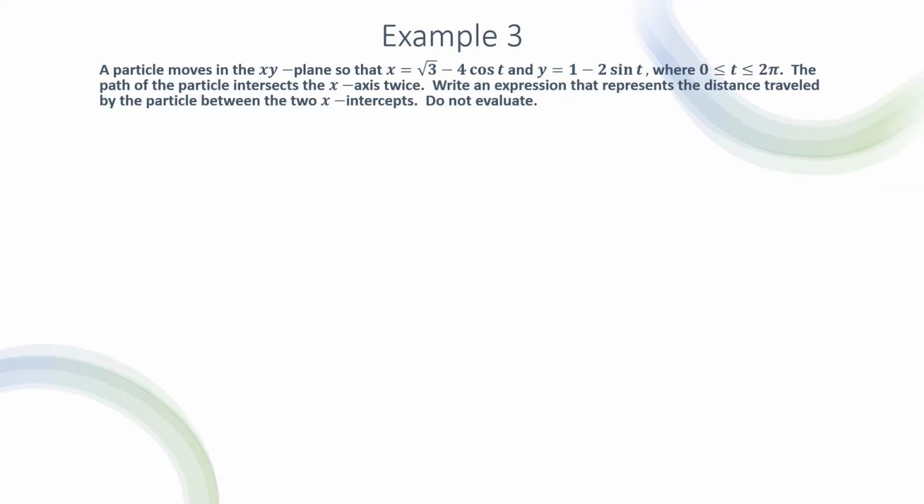All right, in example 3, it says the particle moves in the xy plane so that x equals the square root of 3 minus 4 cosine t, and y equals 1 minus 2 sine t, where t goes from 0 to 2 pi. It says the path of the particle intersects the x-axis twice. Write an expression, but do not evaluate, for the distance traveled by the particle between the two x-intercepts.